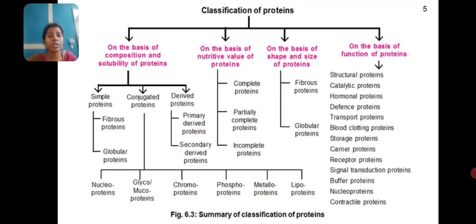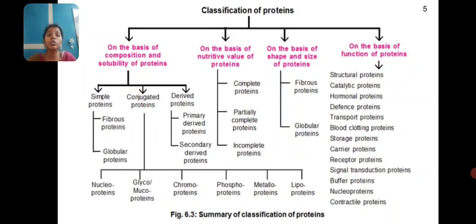Classification of proteins on the basis of composition and solubility: there are three types of proteins: simple protein, conjugated protein, derived protein. Simple protein consists of 50% carbon, 7% hydrogen, 23% oxygen, 16% nitrogen, and 0 to 3% sulfur. Under simple proteins, there are two types: fibrous proteins and globular proteins.